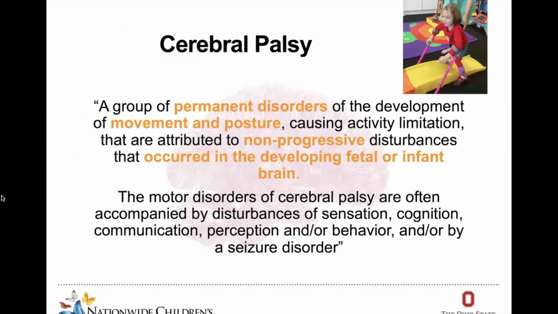Now, cerebral palsy is a group of permanent movement disorders causing activity limitation, attributable to non-progressive disturbances that occur in the fetal or infant brain. These motor disorders of cerebral palsy are often accompanied by disturbances in sensation, cognition, communication, perception, and/or behavior, and the presence of a seizure disorder. Oftentimes, especially in the more severely affected children, they can become medically quite complex.